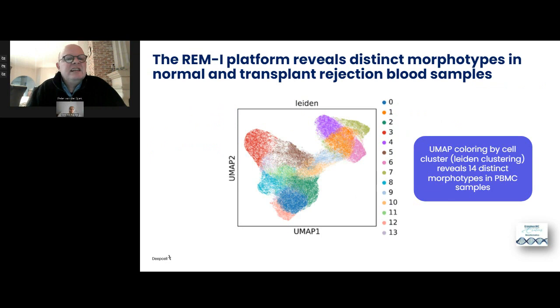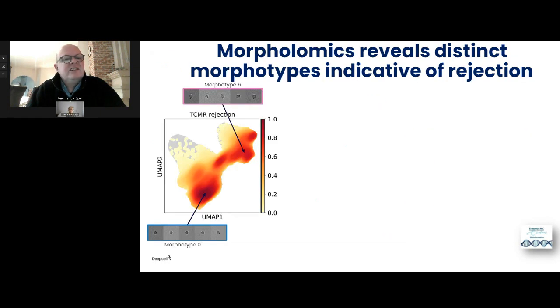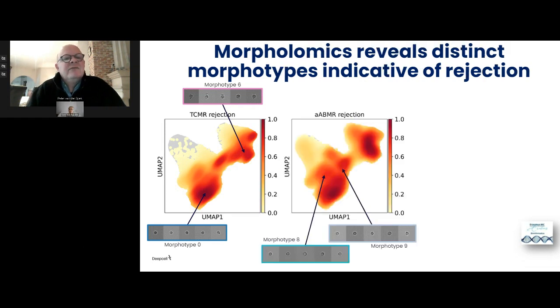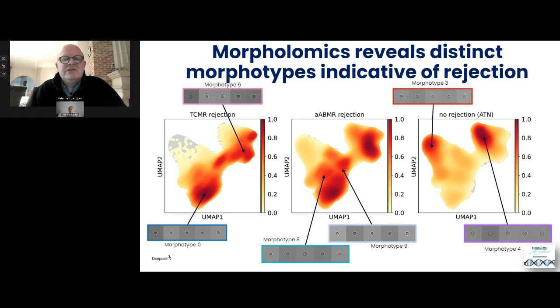So here again, in this case we see 14 distinct clusters of cells. Basically we see a map again, and on the UMAP we can see the different cell morphologies. By going to the next slide, we get again these red areas where you have more cells. So it's a heat temperature type of visualization. What's very obvious is that on the right-hand side you see the no rejection, in the middle the antibody-mediated rejection, and on the left the T-cell mediated rejection.